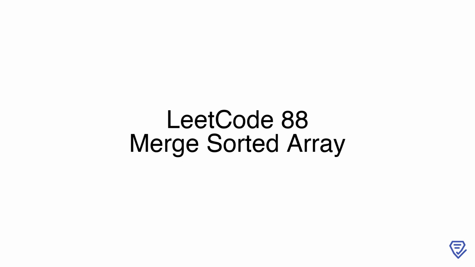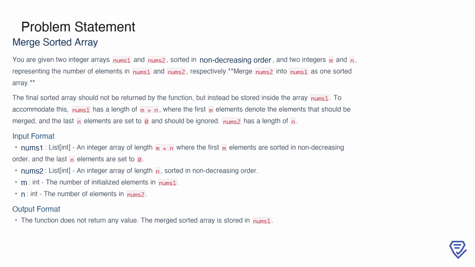Let's dive in. In this problem, you are tasked with merging two sorted integer arrays, nums1 and nums2, into a single sorted array. Both arrays are given to you in non-decreasing order, and you are also provided with two integers, m and n. These integers represent the number of initialized elements in nums1 and nums2, respectively.